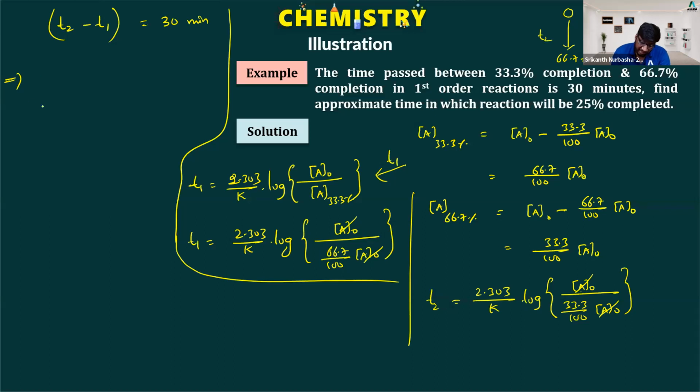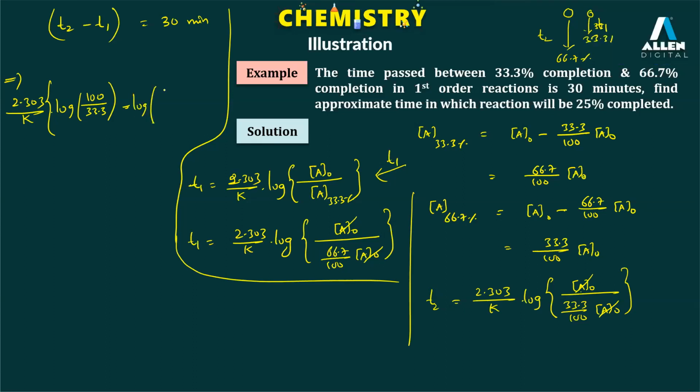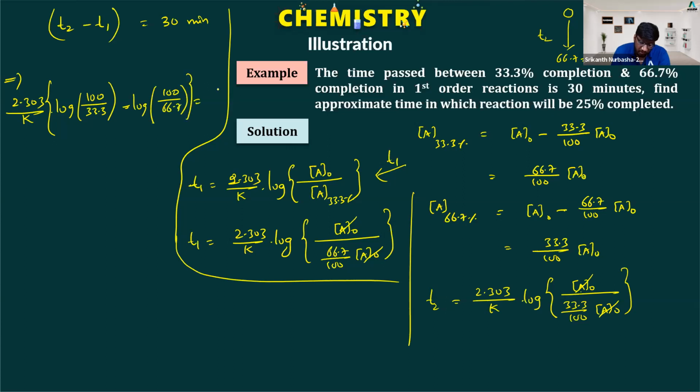2.303 by K, I can take common into logarithm of 100 by 33.3 minus logarithm of 100 by 66.7. That is equal to 30 minutes. So log 100 gets cancelled out.